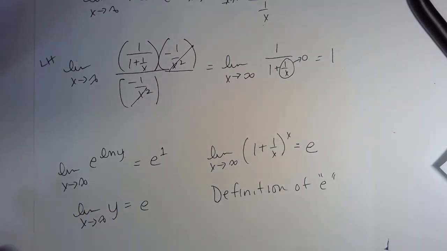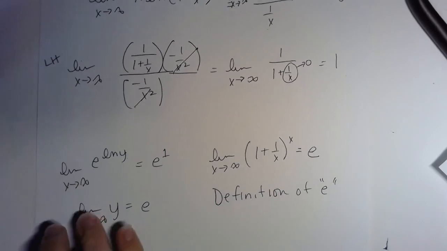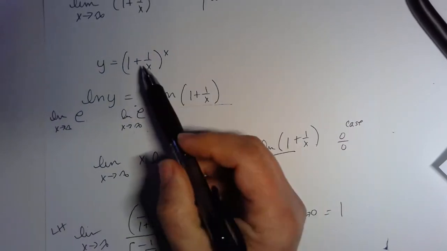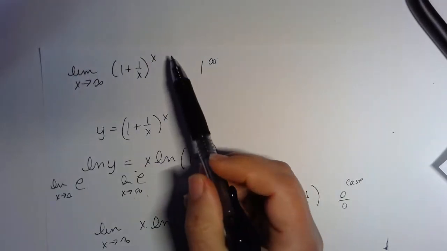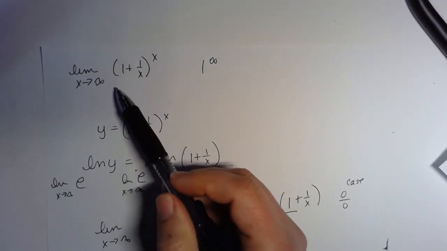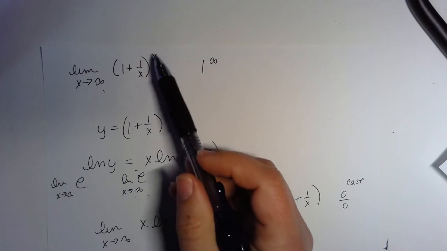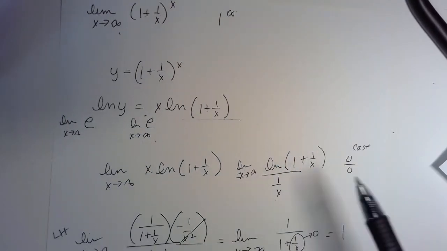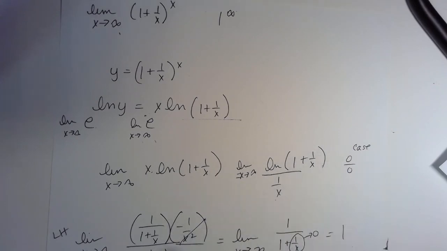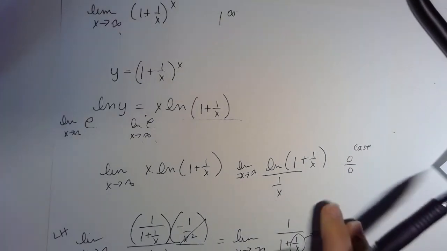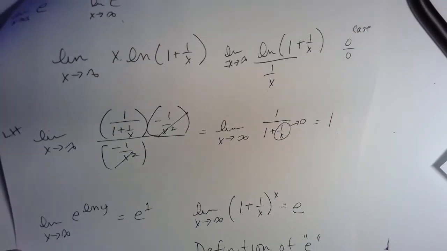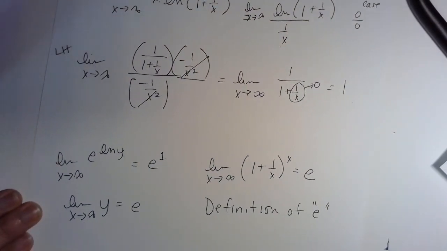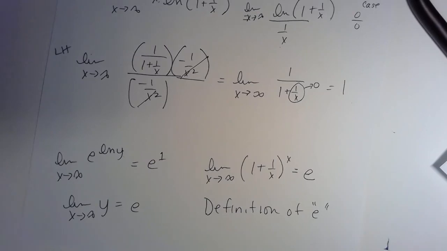So just a heads up for when you get into Calc 2, if you're going to take Calc 2: most of the time, if I look at a limit and see that I have basically 1 to the infinity, I'm going to end up with my limit being some version of e. So that's the end of my L'Hopital's rule lecture and also my proof of the definition of e.